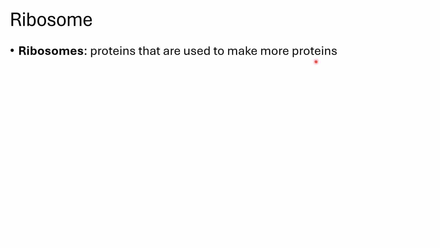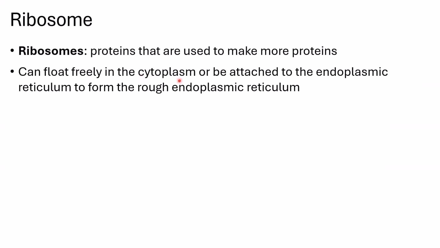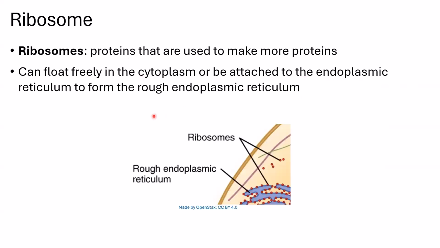As mentioned, ribosomes are protein-making machines. They are themselves made out of proteins as well as some RNA. Ribosomes can either be free-floating in the cytoplasm or attached to the rough endoplasmic reticulum, as depicted here. We will talk more about ribosomes when we go over the process of translation.